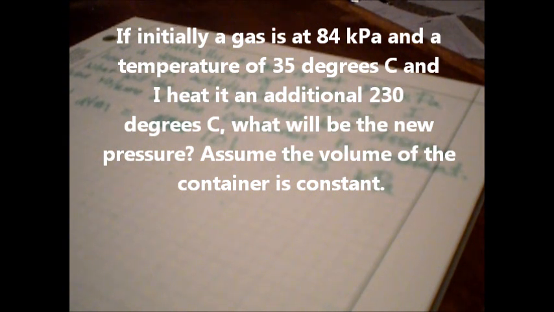All right, so this time the question reads, if initially a gas is at 84 kilopascals and a temperature of 35 degrees Celsius, and I heat it an additional 230 degrees Celsius, what will be the new pressure? Assume the volume of the container is constant. Please note that this time our pressure is in kilopascals. That's just another unit of pressure, okay? Don't freak out about it.